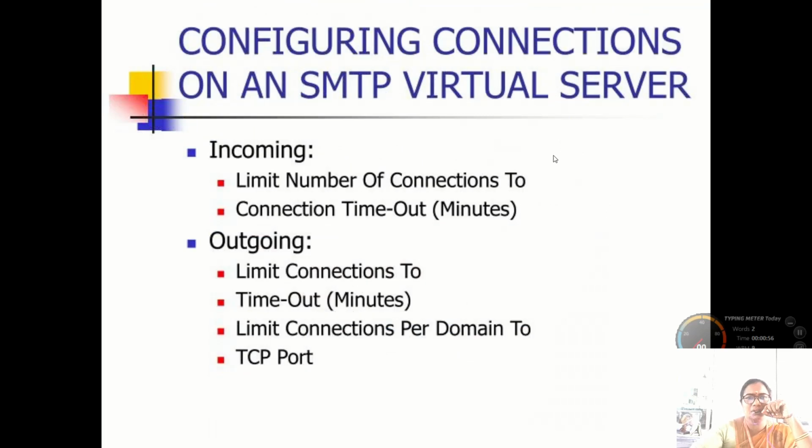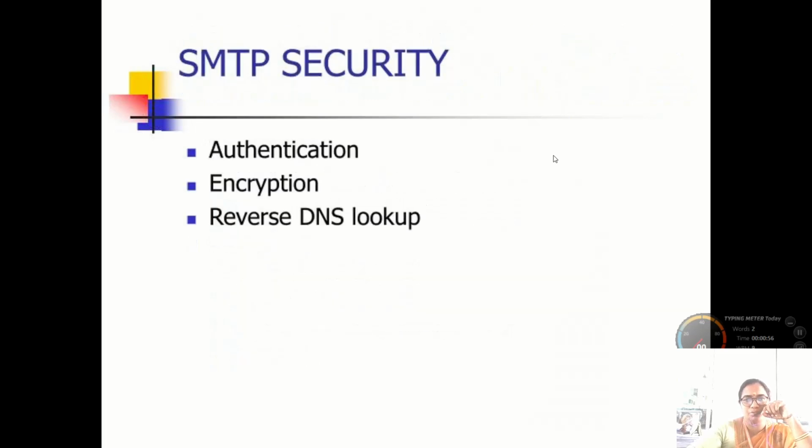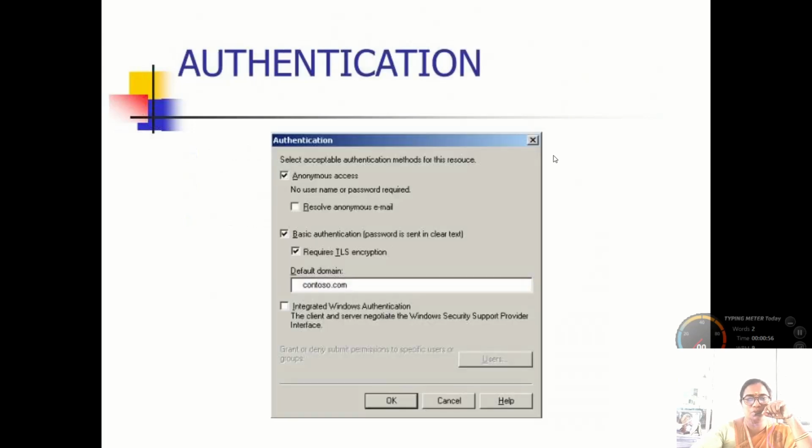Configuring connections on an SMTP virtual server. Incoming: limits the number of connections and connection timeout, in minutes. Outgoing: limits connections and timeout in minutes, and limits connections per domain, and the TCP port. SMTP security. Security plays a main role. Here we are going to discuss authentication, encryption, and reverse DNS lookup.